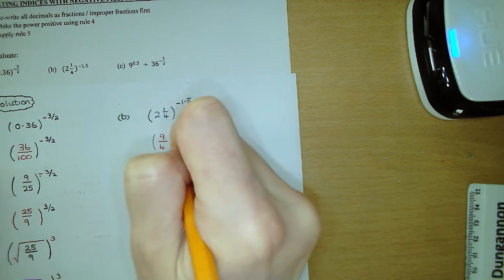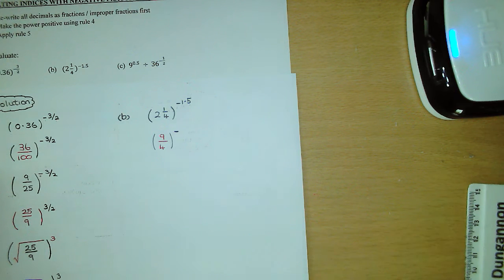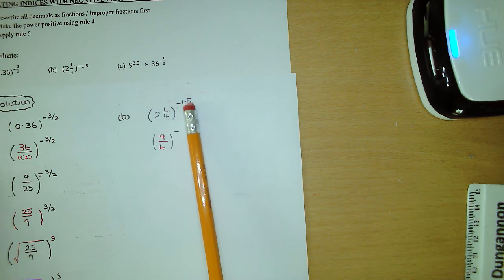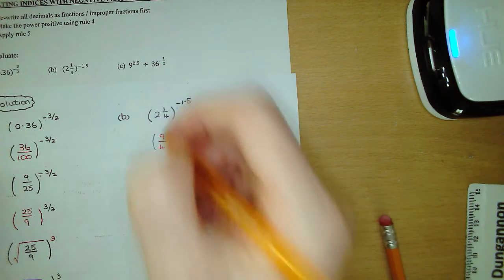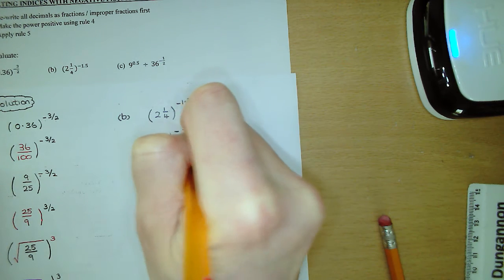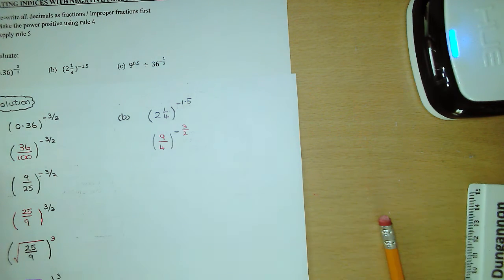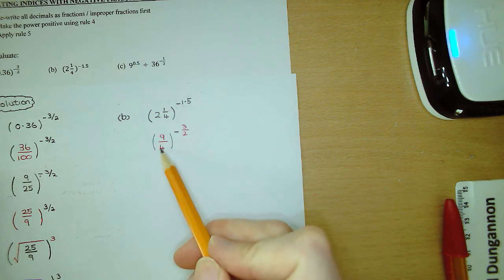And then the power is negative. Now, I don't like the fact that the power here is a decimal. Let's turn the power into a fraction. So 1.5 is the same as 3/2. And that's a bit better. Now, we've dealt with the base.